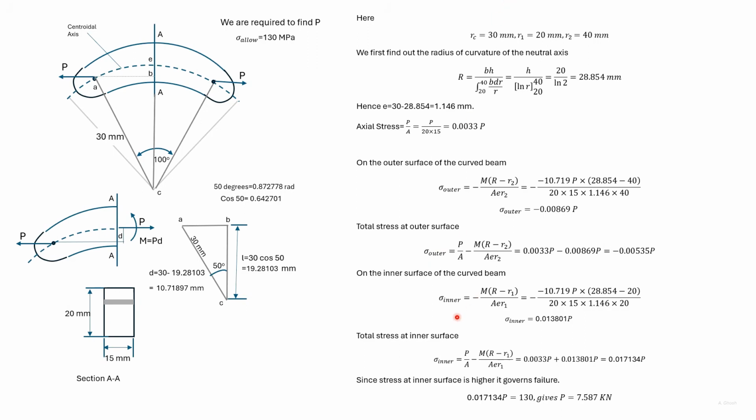This is the expression for stress in the inner surface due to bending. Taking moment as negative, we get the stress in the inner surface as tensile. We then get the net stress at the inner surface, and it is given in terms of P, which we equate to the allowable stress to get the value of P that can be applied.